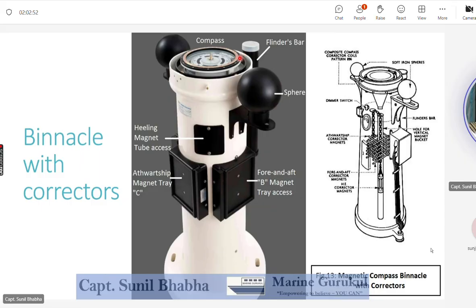So why is it fitted forward of the compass? Because it is compensating or correcting the magnetism of the funnel. The funnel is fitted aft of the compass. On a normal merchant vessel, you will have the funnel aft of the compass. So to counteract it, the Flinders bar is placed forward of the compass.